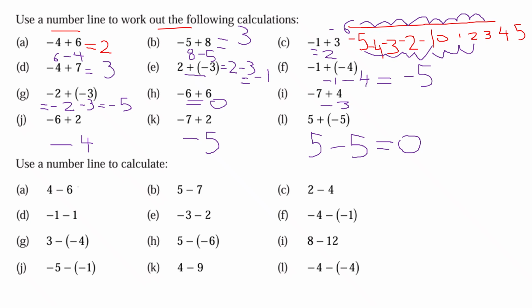So if you're adding a negative, it becomes a subtraction as the sign. Next up, 4 minus 6, that'll be minus 2. 5 minus 7 is minus 2. 2 minus 4 is minus 2. So that is a bit of a coincidence there. Next up, minus 1 minus 1 is minus 2.